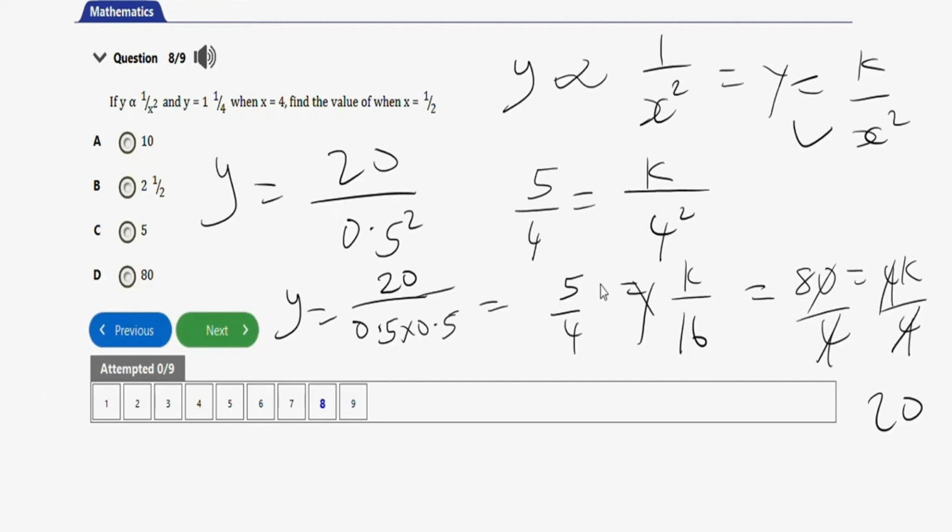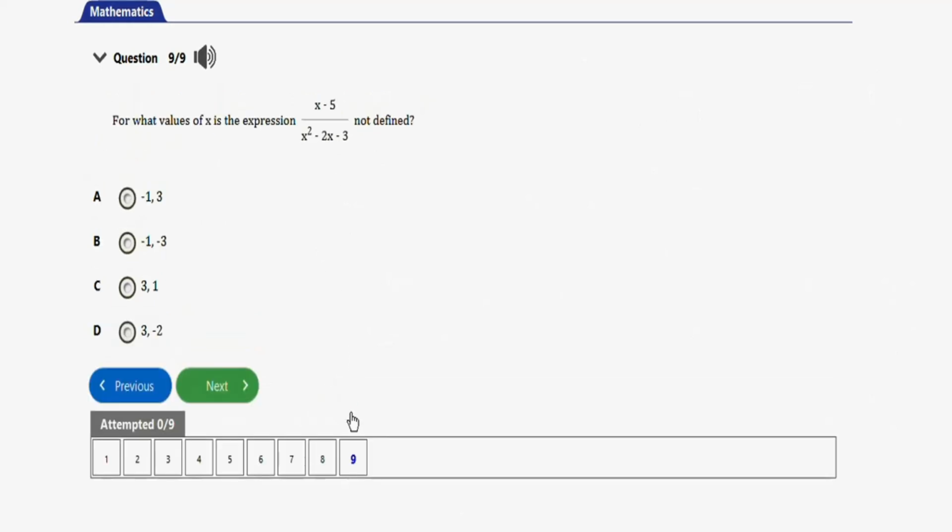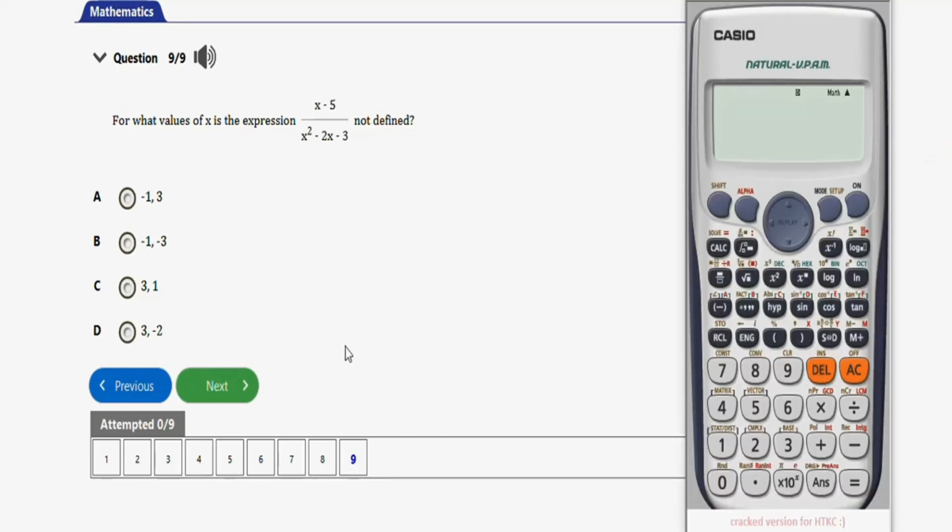Let's solve the last question before I end this video. So the last repeated question will be this one. It says, for what values of x is the expression not defined? So for this question, let's bring a calculator and solve this. Let me show you how you can do this. So guys, let's substitute the values of x for these options to see the two values of x that give us a syntax error or undefined on this calculator.